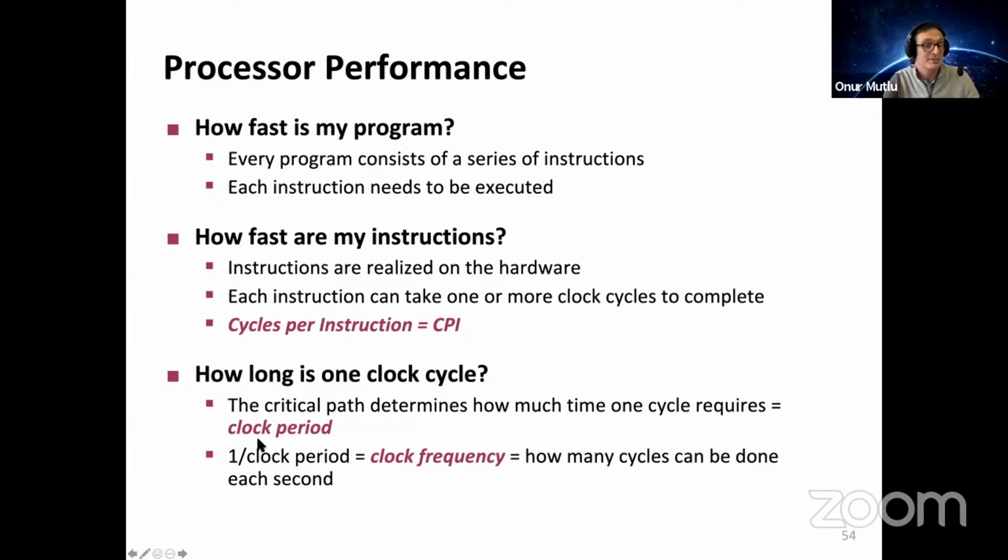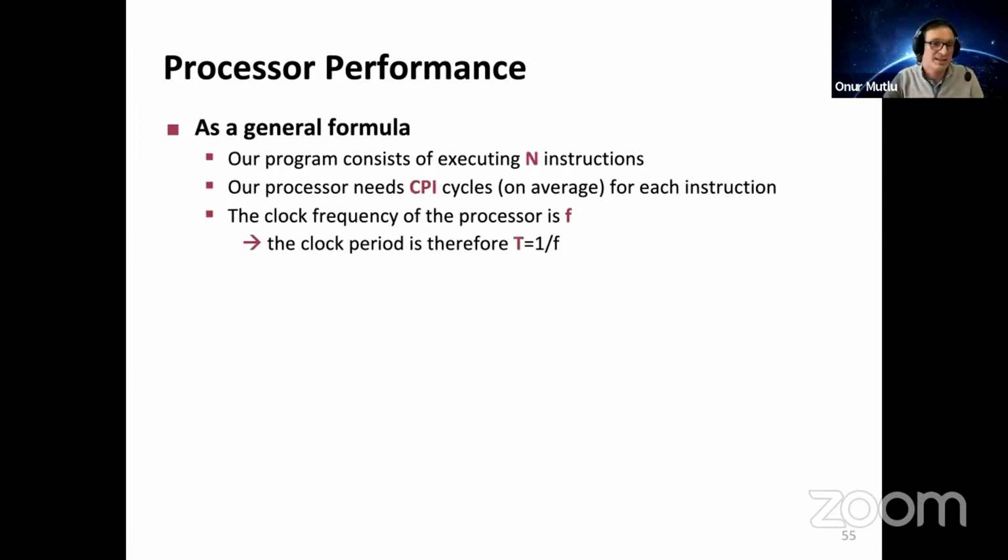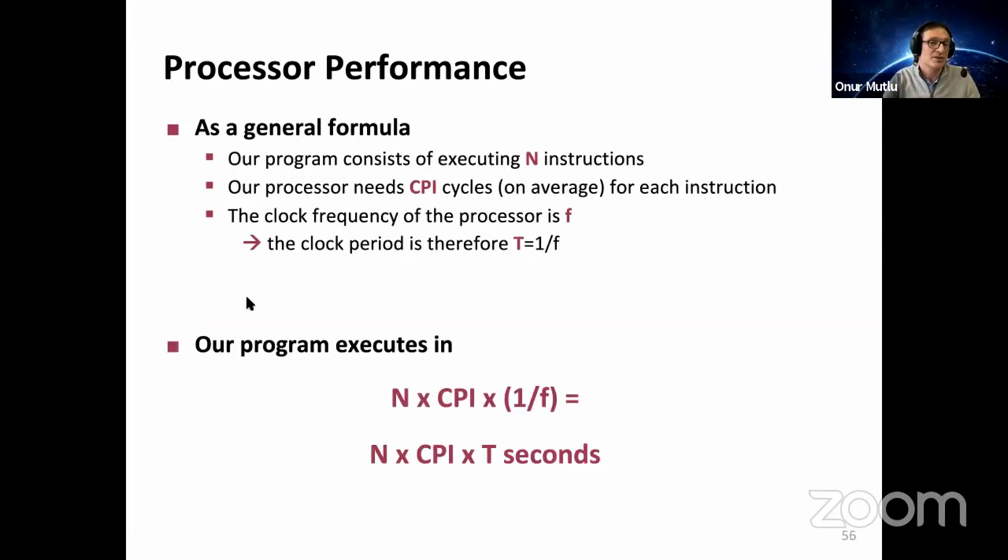Now, the problem in a single cycle machine will be this clock period. CPI is always 1, because we set it to be 1, but the clock period will be very long in a single cycle machine, because you need to have all of the combinational logic to execute the worst possible instruction, the longest possible instruction, in one cycle. That's the reason why our program is going to be slow in a single cycle machine. And this is our formula, as I showed you earlier. You need to execute n instructions, and each instruction takes CPI cycles, in single cycle machines 1. The clock frequency of the processor is f, which is 1 over the clock period. And this is the execution time of a program: n times CPI times t seconds.